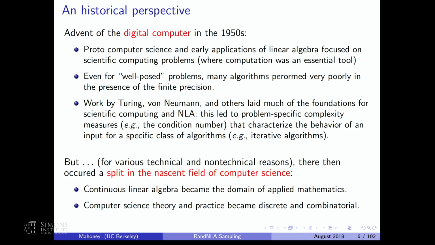There was, for a range of reasons, a split, and a lot of the continuous work moved into applied math and scientific computing, and a lot of the discrete work went into computer science. It's easy to formulate computation per se in discrete settings. Ravi mentioned yesterday that if you had asked a computer scientist 20 or 30 years ago which of these algorithms would perform well at scale on data, they'd say flow algorithms or something, and that's exactly not what happened.